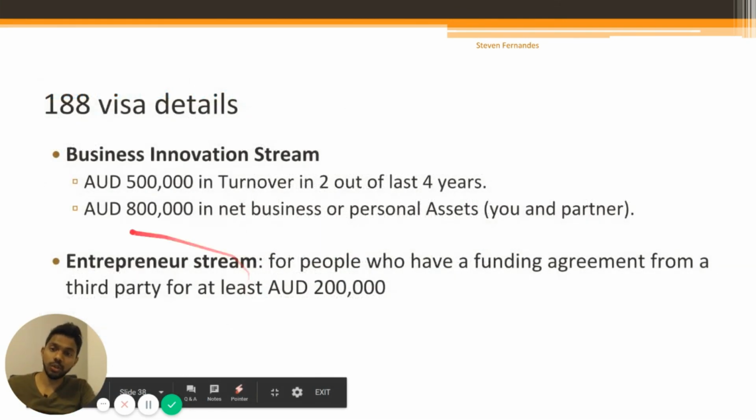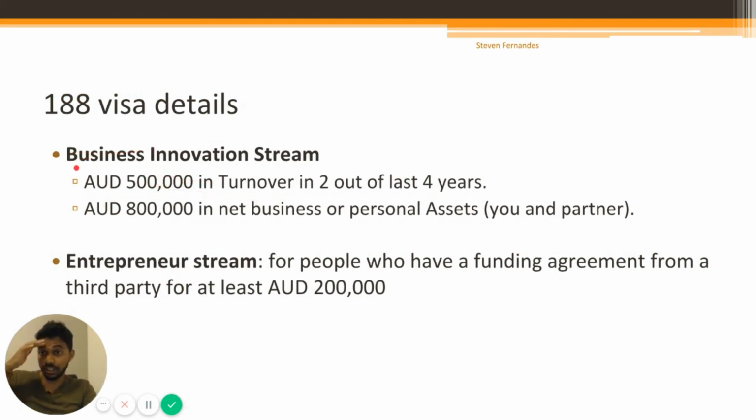Some important notes in case there's someone out there that wants to go for this. Under the 188 you have the business innovation stream, and there are many requirements. This is just the key requirement. You need to have Australian $500,000 in turnover in 2 out of the last 4 years. That's revenue. You need to have $800,000 in business or personal assets. That's you and your partner who's applying. So if you fulfill this requirement, you might apply for the business innovation stream.